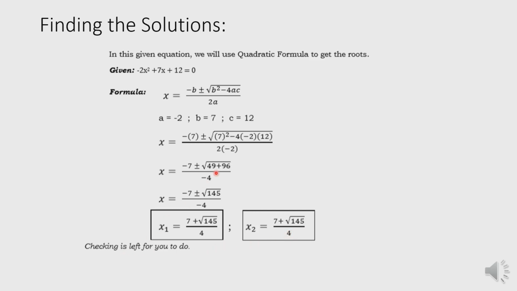So to check if these are correct solutions, x sub 1 and x sub 2, you just substitute them into the original equation. Once the left and the right sides of the equation are equal, then the solutions x sub 1 and x sub 2 are true. I cannot show you how to check, but I just leave it to you to do. Checking is left for you to do.